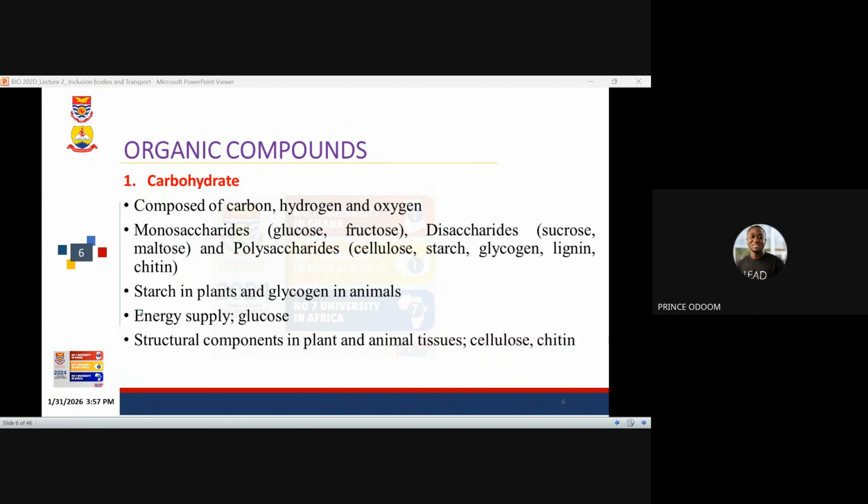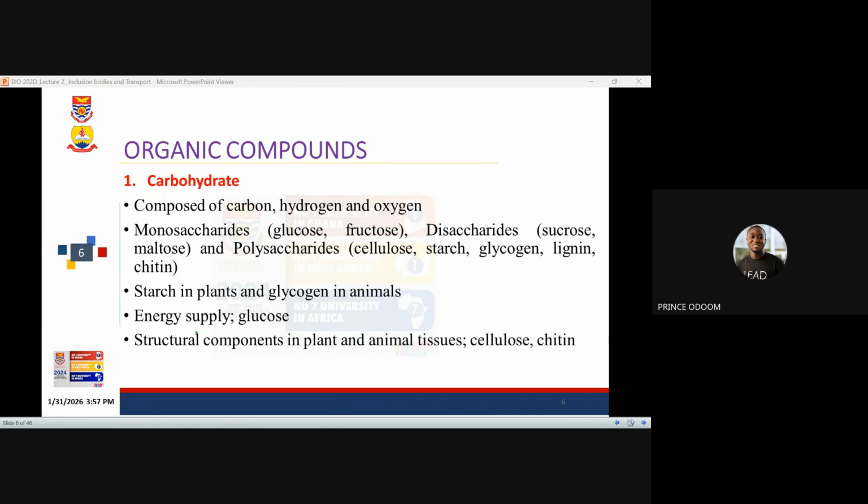So look at how we get our energy: the carbohydrate we take in is broken down to glucose. Glycolysis takes place, then the Krebs cycle, and then the electron transport chain, where at the end we get ATP, which is the principal energy molecule. So that is energy supply, glucose.